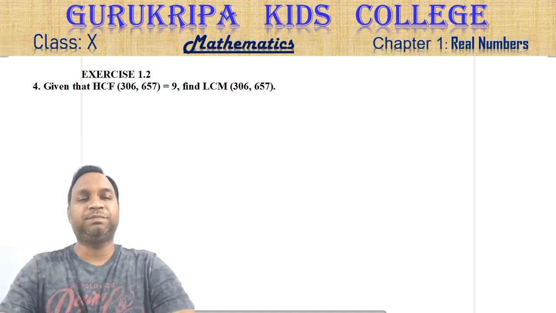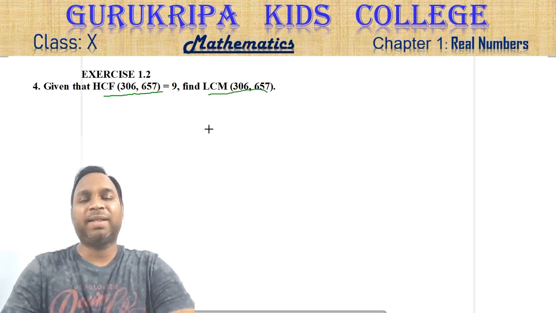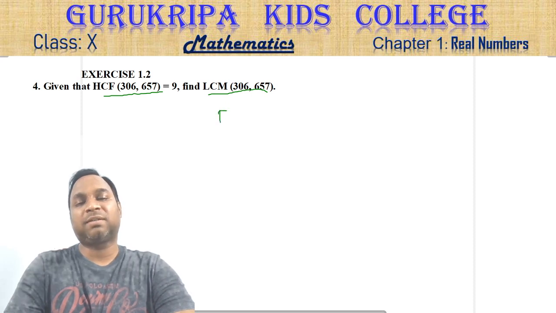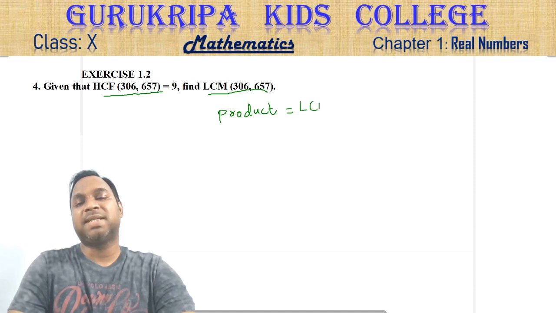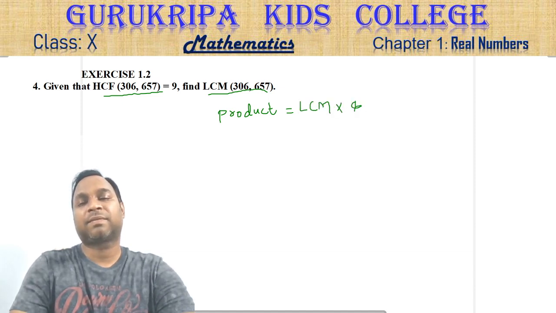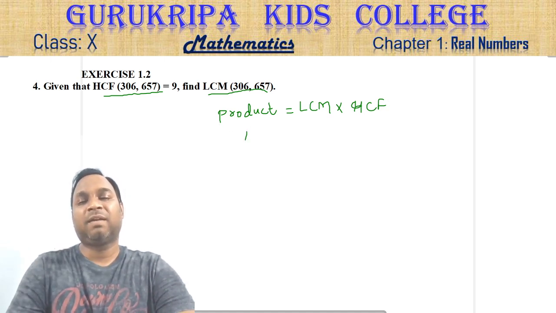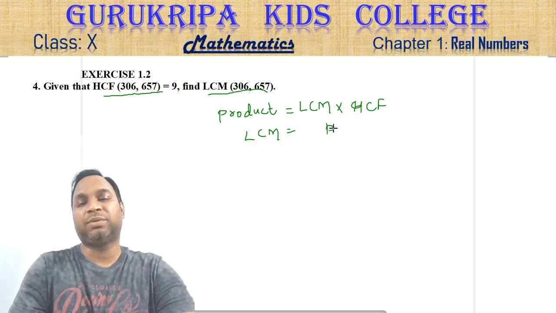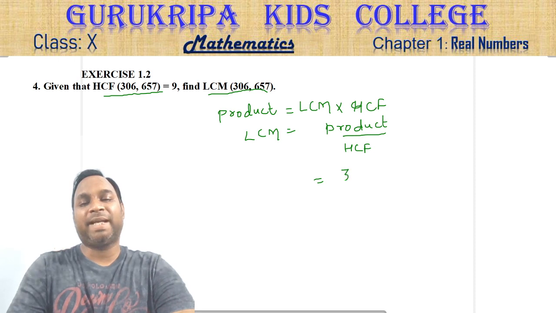Question number 4 now. Given that HCF of 306 and 657 is 9, find the LCM. We have already seen that the product of the numbers is equal to LCM into HCF. You remember this? So from here, we can simply say LCM is equal to the product divided by the HCF. Very simple.